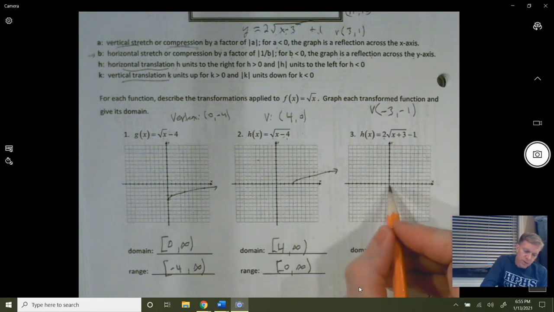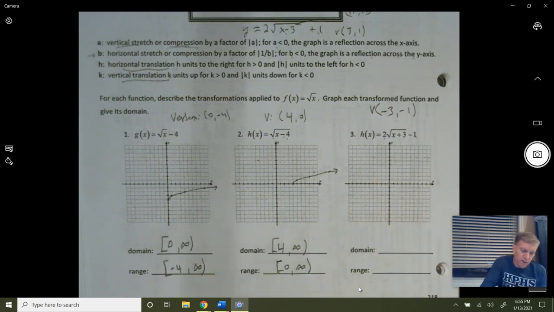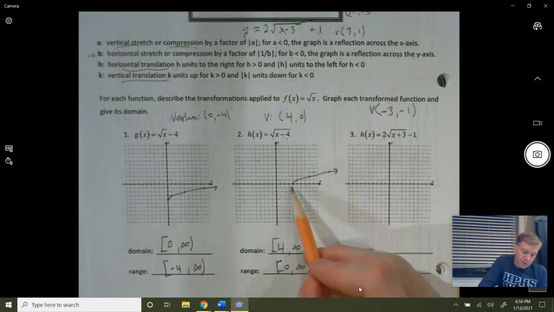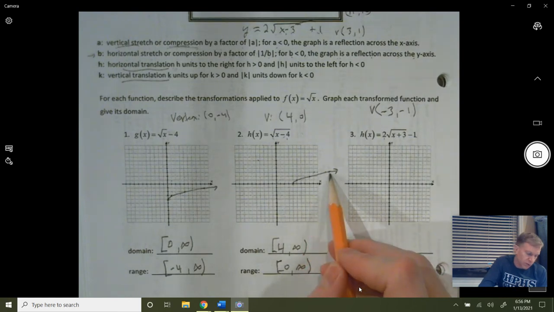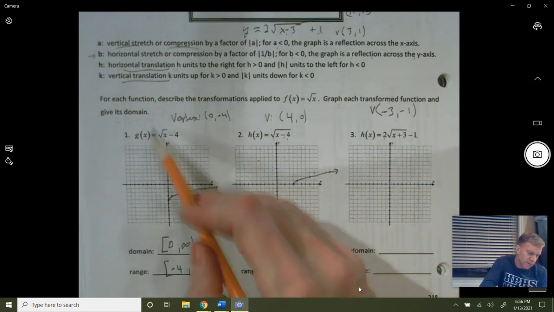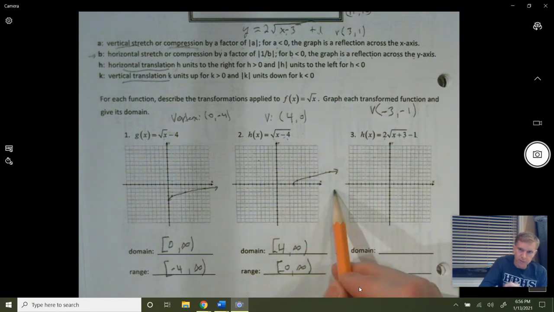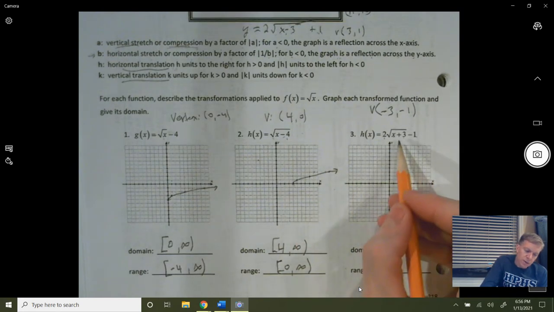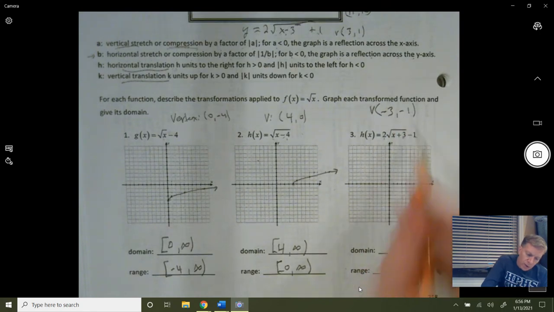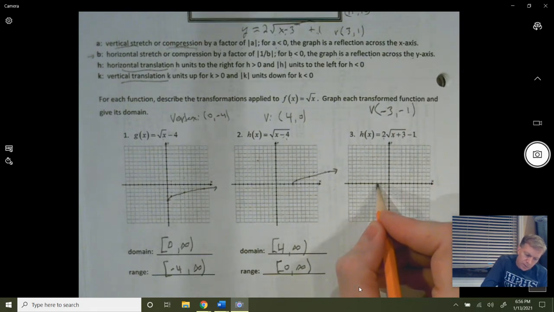So your parent function, we don't have to draw that. I think we've got the idea. Now there's a positive number, so again, it's going to be the top half of your parabola. All of these had a positive a value. If the a was negative, it would be the bottom part. Okay, so we're going to start at (-3, -1). 1, 2, 3, down 1.